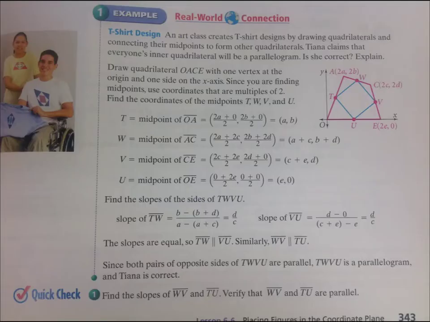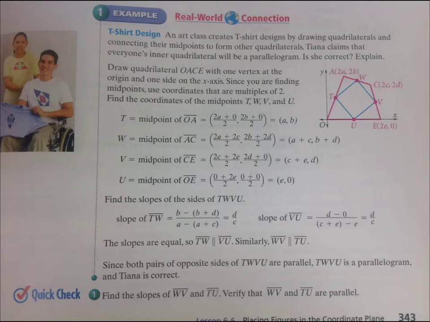In Example 1, an art class is asked to create t-shirt designs by drawing quadrilaterals and connecting their midpoints to form other quadrilaterals. It says, Tiana claims that everyone's inner quadrilateral will be a parallelogram, and then asks, is she correct? Now, how in the world would we prove that if you draw any quadrilateral at all, and then connect the midpoints of that quadrilateral, the interior figure will be a parallelogram?